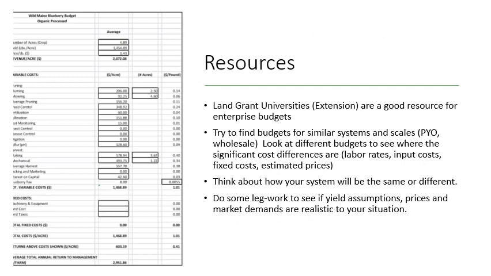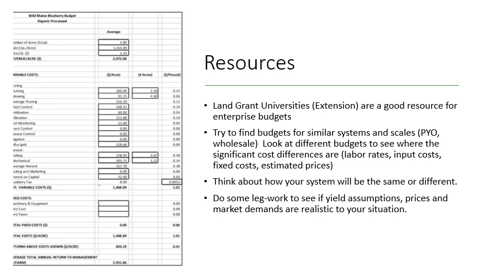So extension systems and land-grant universities are a really good resource for finding template enterprise budgets. You want to try and make sure when you find some budgets that they are for similar systems and scales of the type of operation that you're planning to have. So an enterprise budget for a wholesale garlic operation in California is probably not going to be quite as relevant to a garlic operation on a diversified vegetable farm in the Hudson Valley.